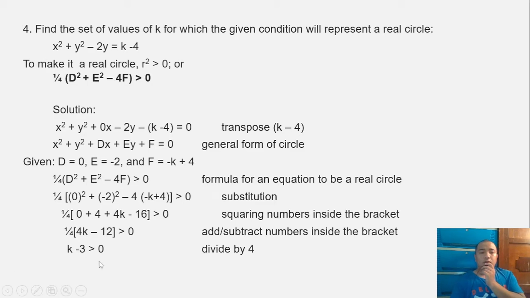Where did we get this? You divide 4k minus 12 by 4, k minus 3 greater than 0. Now if we're going to transpose negative 3, it becomes positive 3. K is greater than 3. Therefore, the set of values of k which make the given equation represent a real circle should be greater than 3. K should be greater than 3.